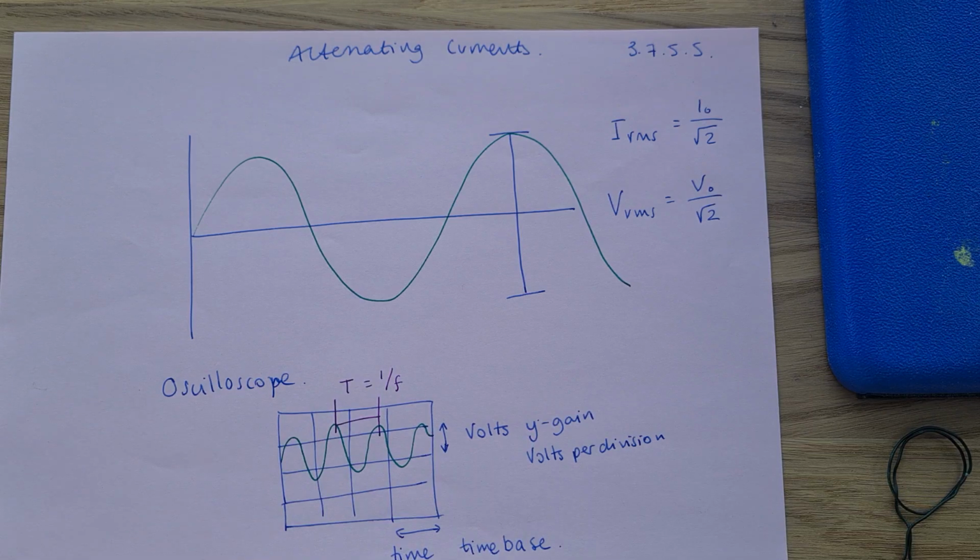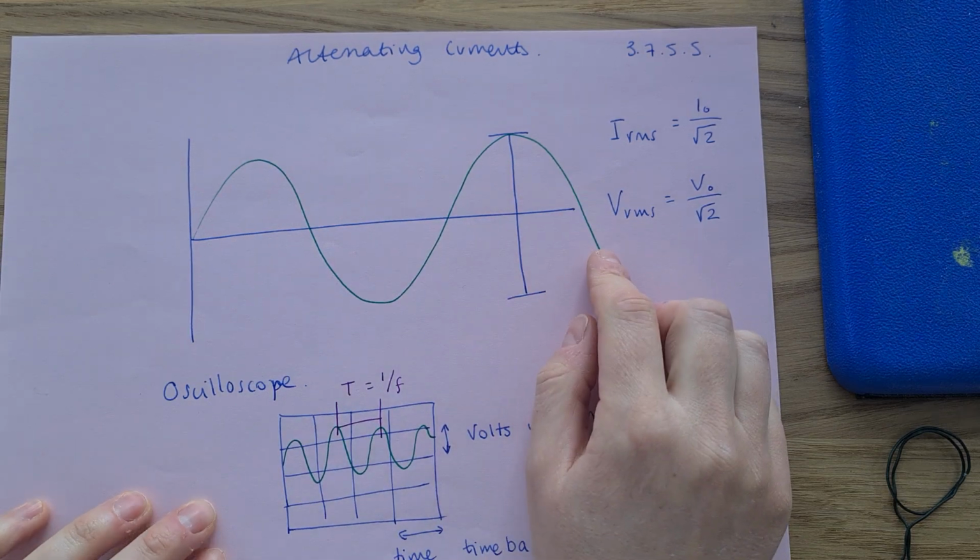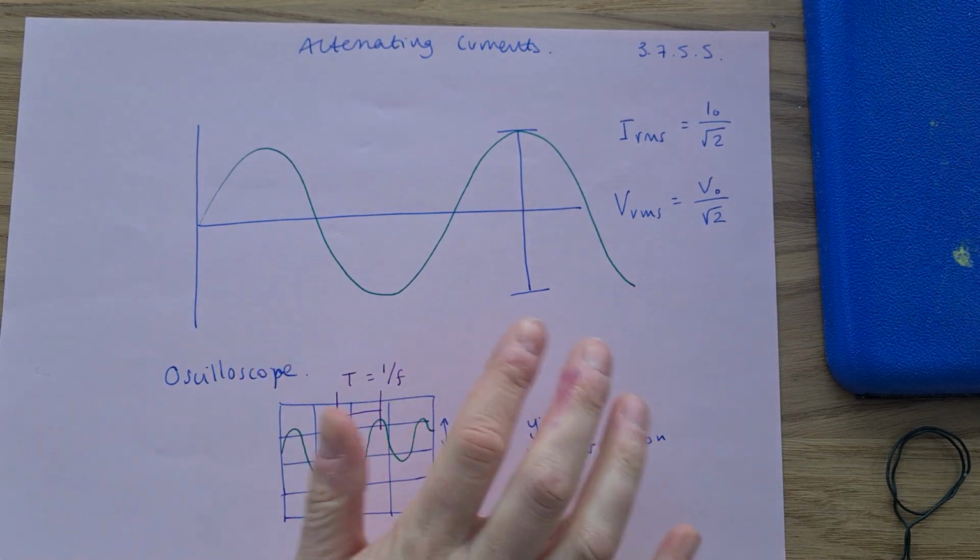Okay, so this bit is the bit on alternating current, so it's 3.7.5.5 in the spec, and we are looking at how we analyze the voltages and the currents produced when we make EMF by rotating a coil in a magnetic field, which you now know the math for. This is the kind of AC that comes out of mains electricity, so it is a big deal. Now, AC that comes out of mains electricity is sinusoidal, so it looks like this.